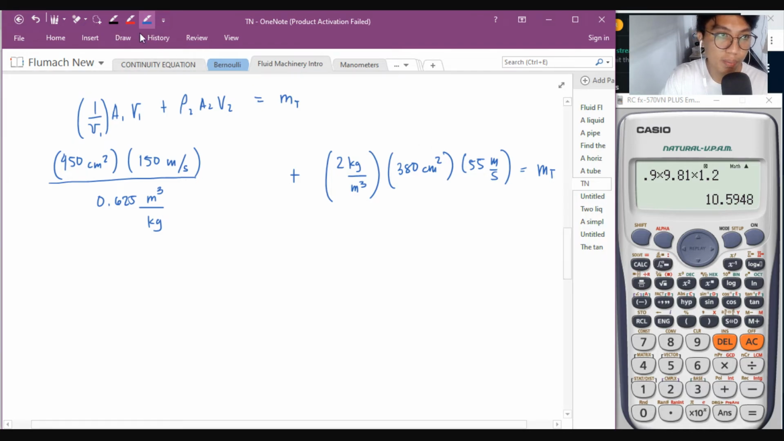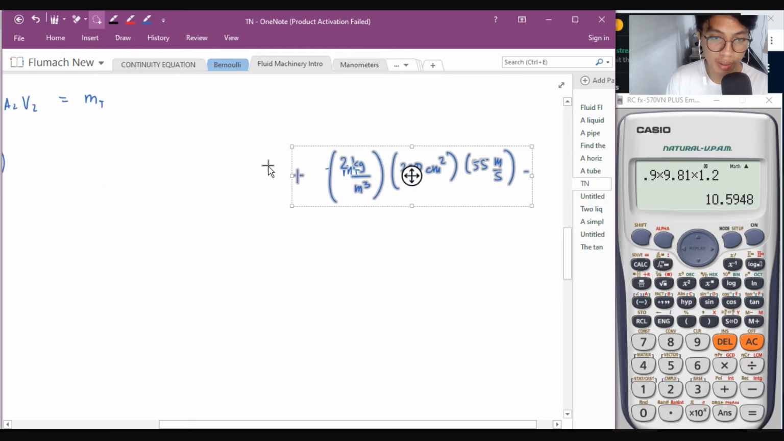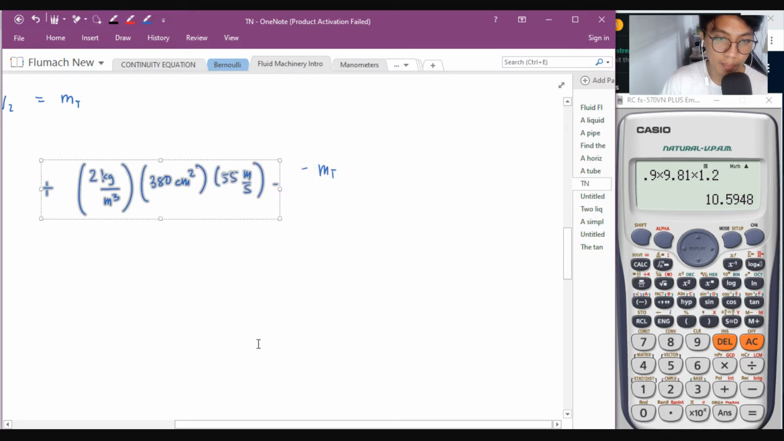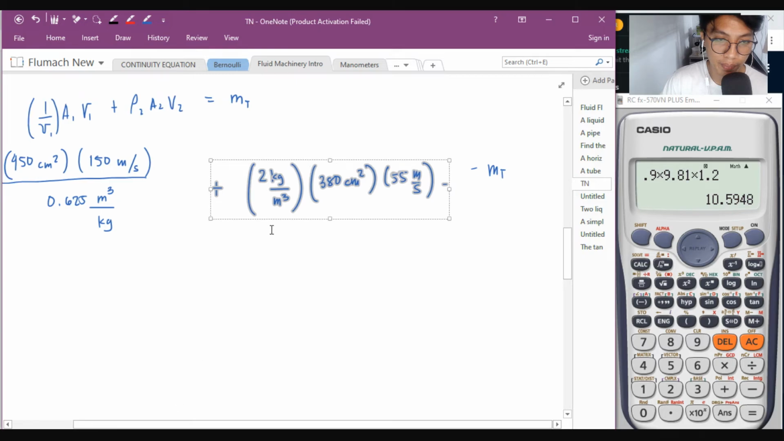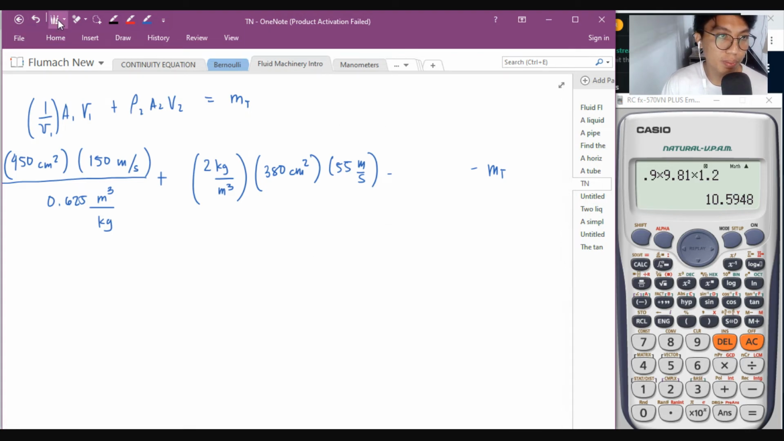Urong ko nga ito. Urong ko lang ito para hindi nakakailang. Control X. Control B. Urong natin. Ayan. Hindi na urong.